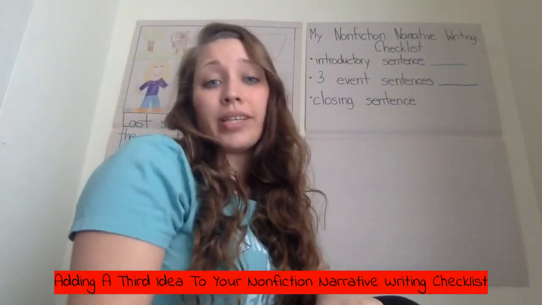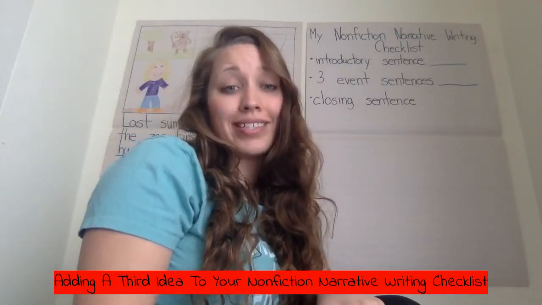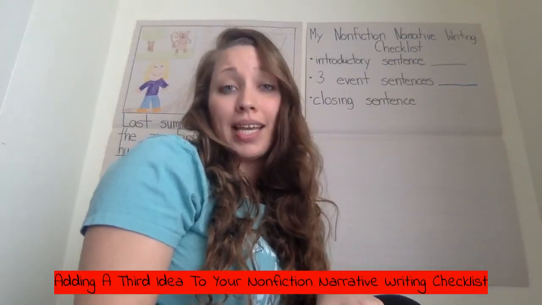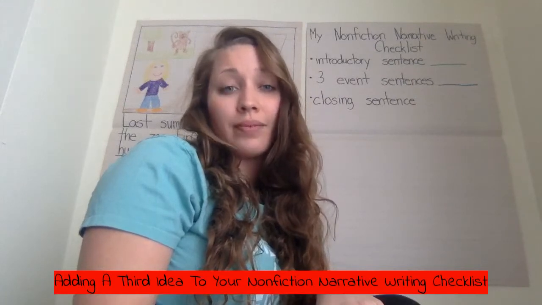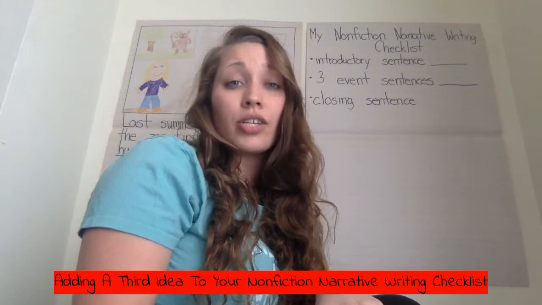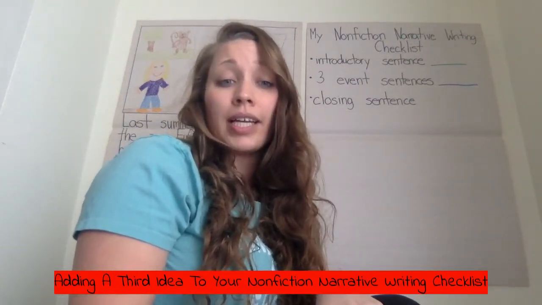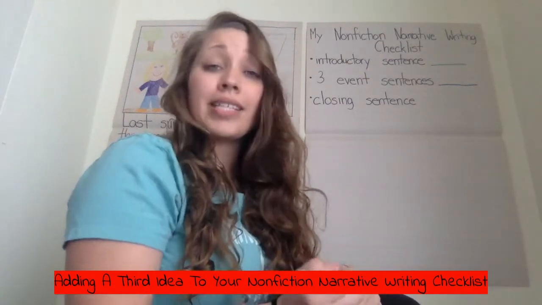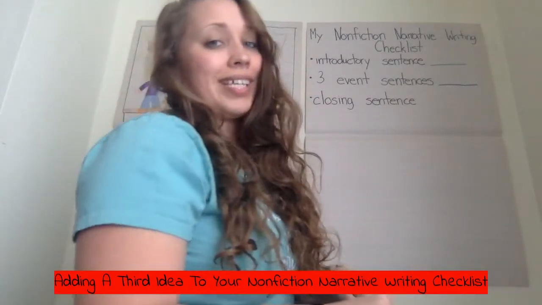Now, I am going to pick a symbol that I can use for my closing sentence for my nonfiction narrative when I identify it from beginning to end. I'm going to choose to use a red underline. That means when I'm using my nonfiction narrative writing checklist to revise and edit my own nonfiction narrative, I will underline it in red to help me identify that I included it. To help me remember that symbol, here's how I'm going to add it to my checklist now.